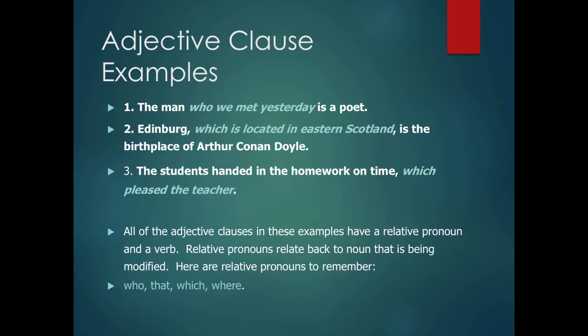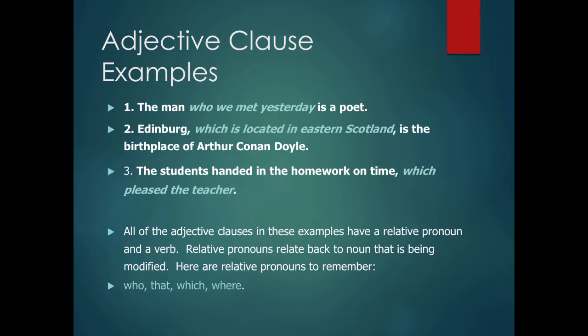Number two, we have Edinburgh. So Edinburgh, which is located in eastern Scotland, is the birthplace of Arthur Conan Doyle. Here, our subject, of course, of the sentence is Edinburgh. The subject in the adjective clause is which. It's the relative pronoun, we call it. The relative pronoun relates back to the noun in the main sentence.